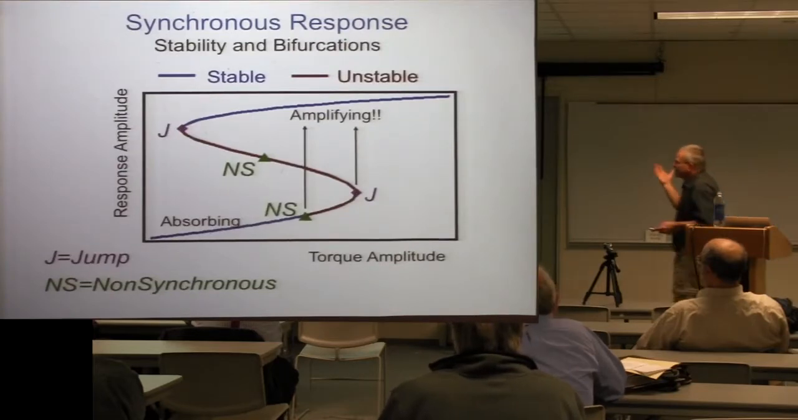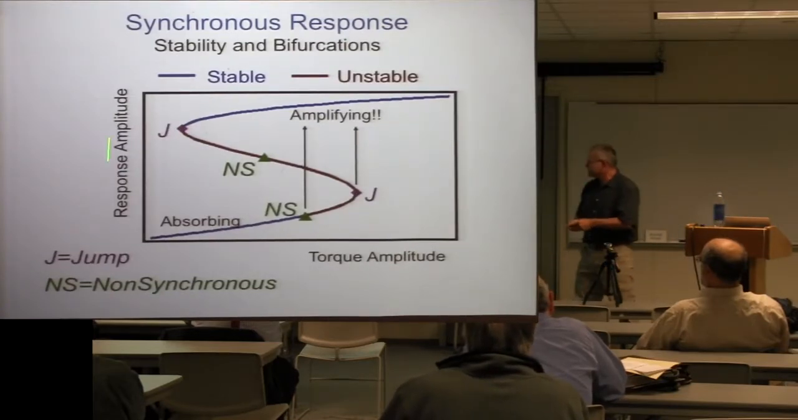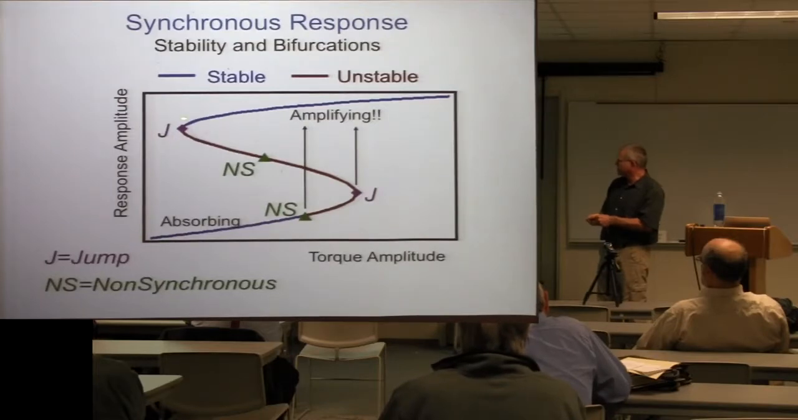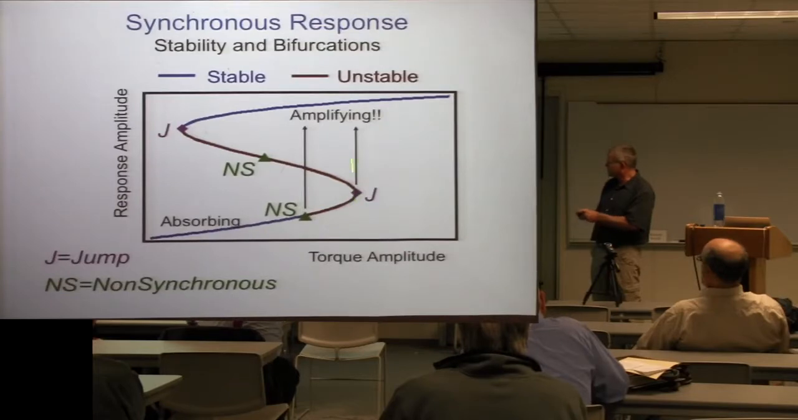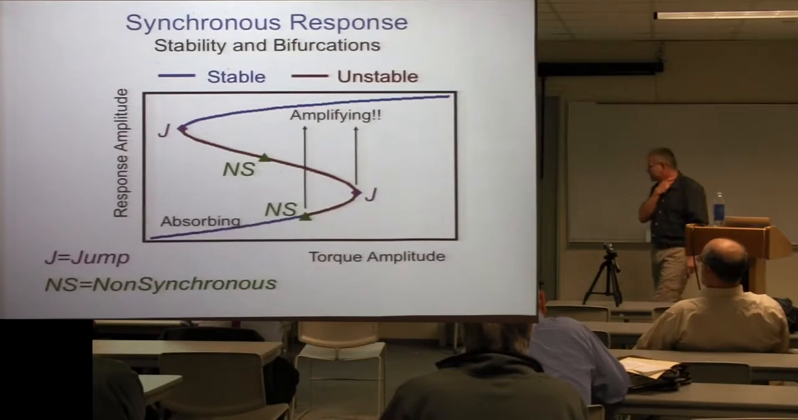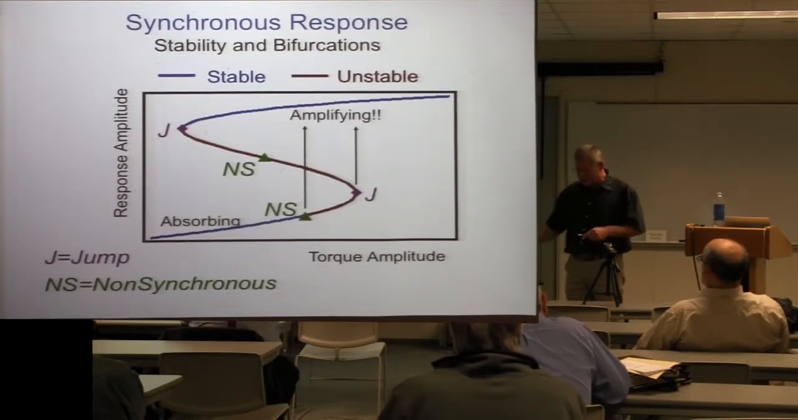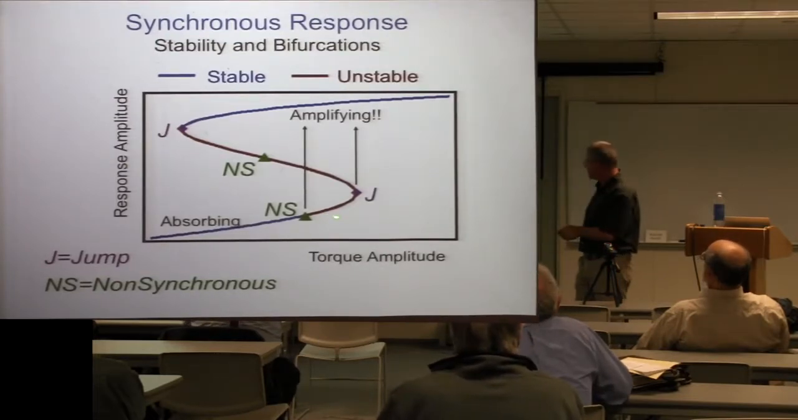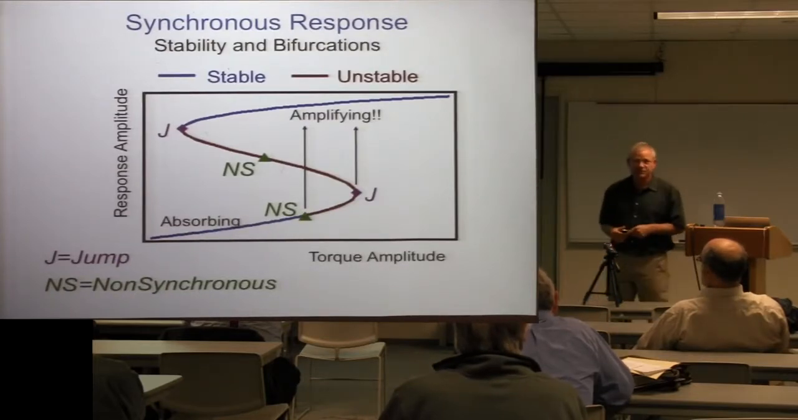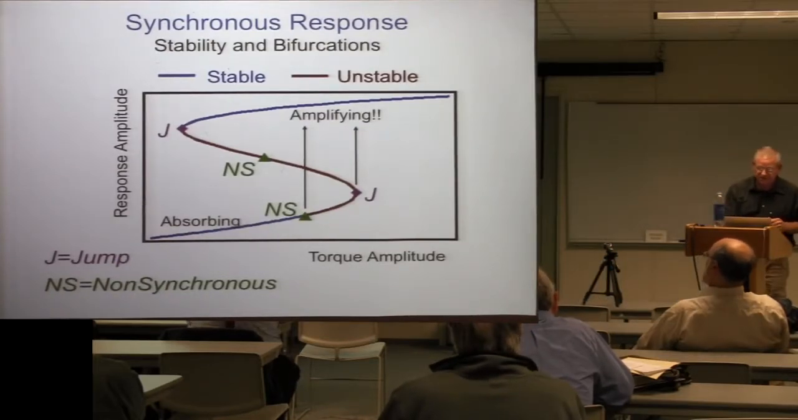So the response in a typical absorber response curve looks like this. It's essentially absorbing here, amplifying here. When you're on this branch, the absorber is in phase with the applied torque. It's bad news. And so if you didn't know about this symmetry breaking bifurcation, you'd think that you could run out to here and then you'd amplify. But these non-synchronous bifurcations occur at various points on these branches. In fact, it turns out that if you make the damping small and the absorber detuning small, this point goes right back towards 0. You get essentially no stable operating range.